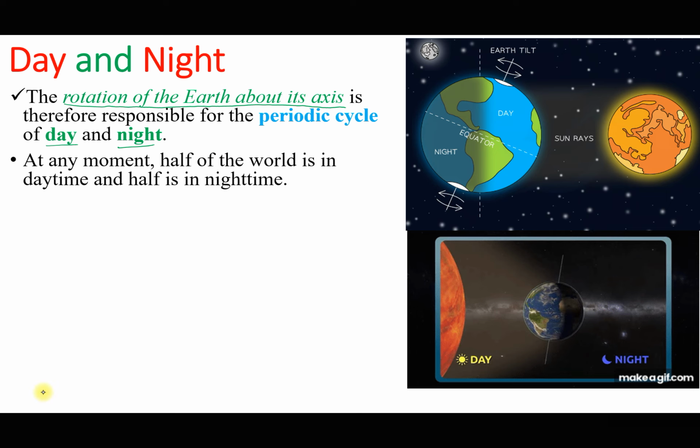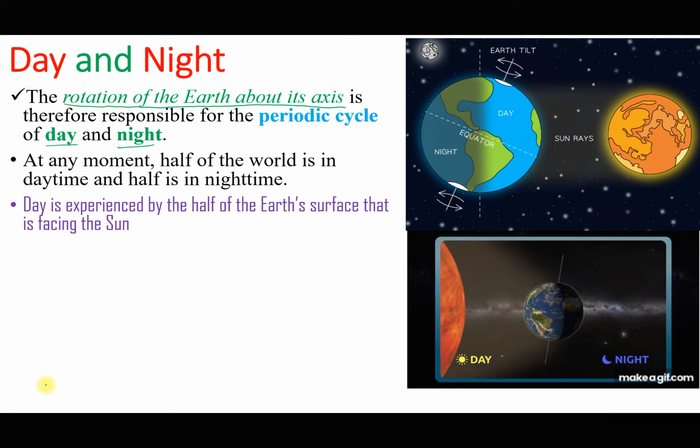So at any moment, half of the world is in daytime and half of it is in nighttime. Because half of it is always facing the sun and half of it is always facing away from the sun. So day is experienced by the half of the Earth's surface that is facing the sun. For example, in this diagram, if this is the sun and this part of the earth is facing the sun, it is going to be day. The other part, away from the sun, is going to be night.